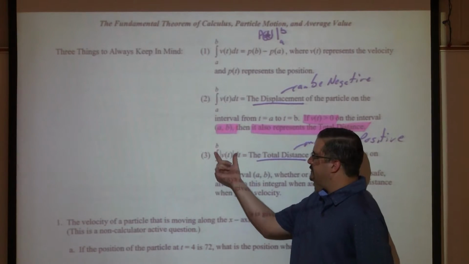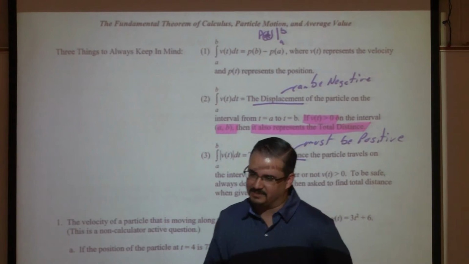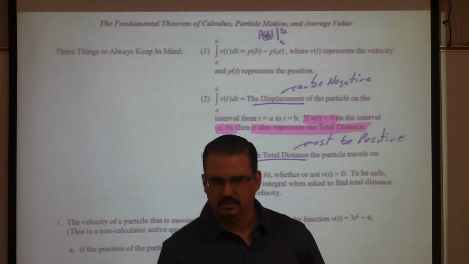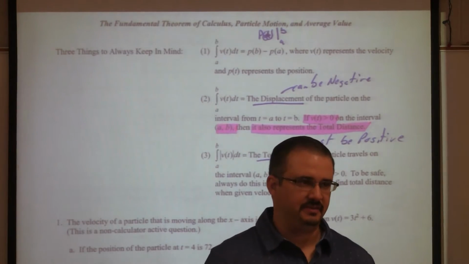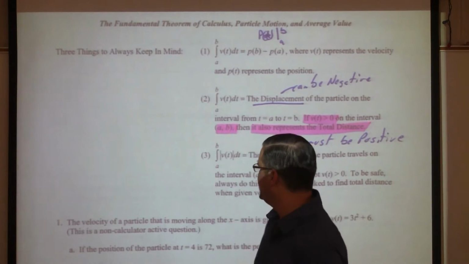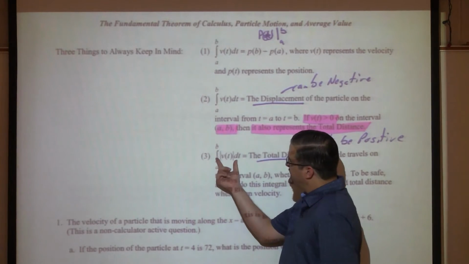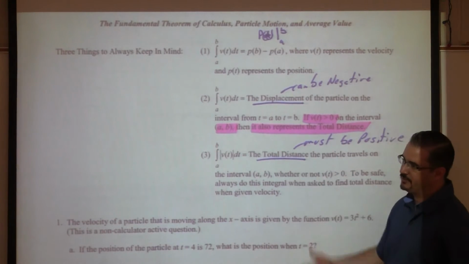Get the absolute value, right? And what do we call the absolute value of velocity? The speed. Speed, okay? So it is the speed. So when you integrate the speed, okay, you'll figure out the total distance.